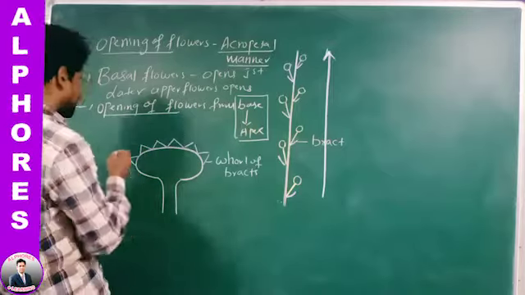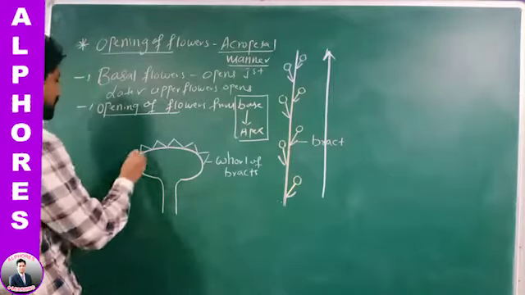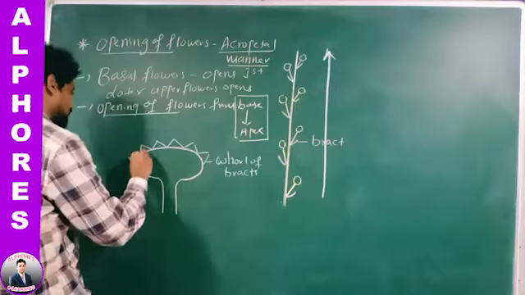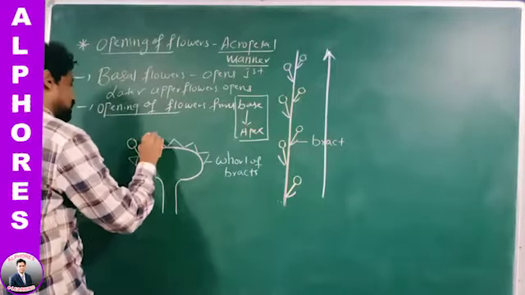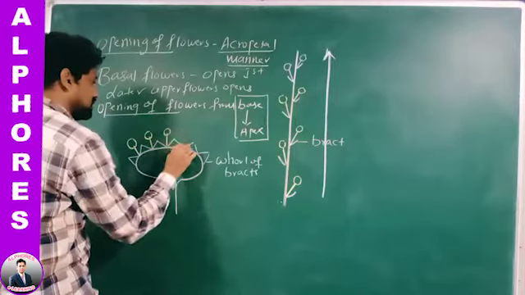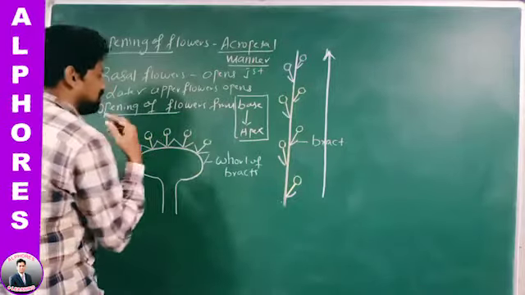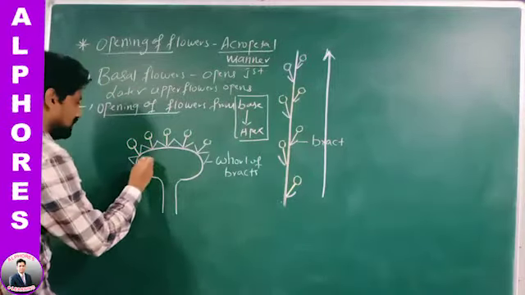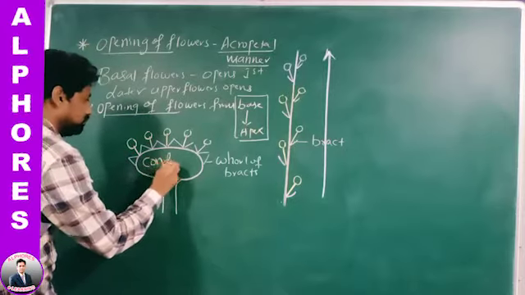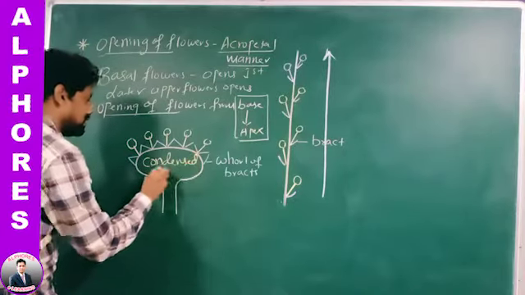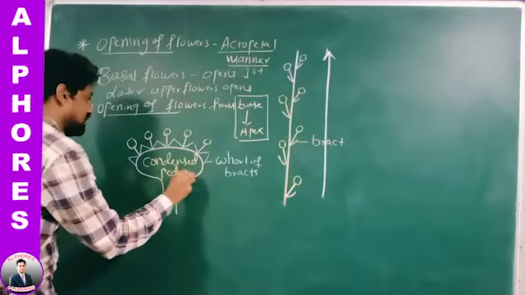Okay. Sir, from the axil of these bracts, what are developed, sir? Flowers. Yes or no? Flowers are developed. All these are flowers. Sir, what is this one? It's condensed peduncle, no? This is condensed peduncle.